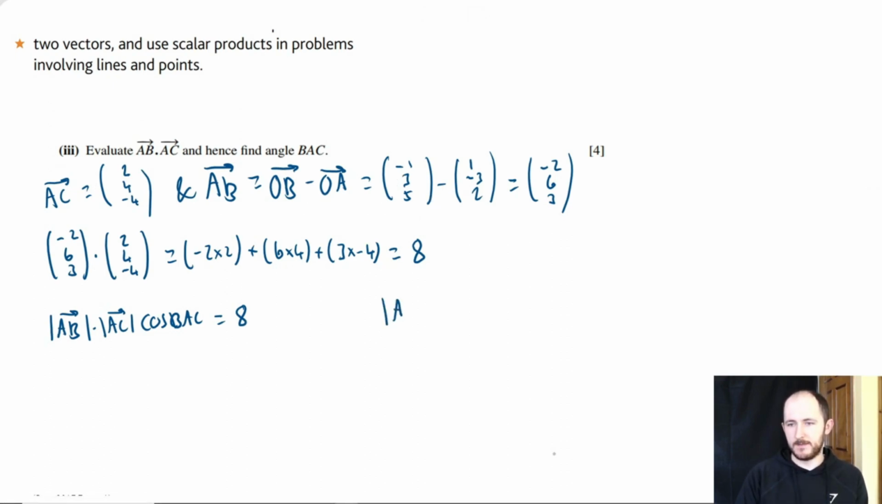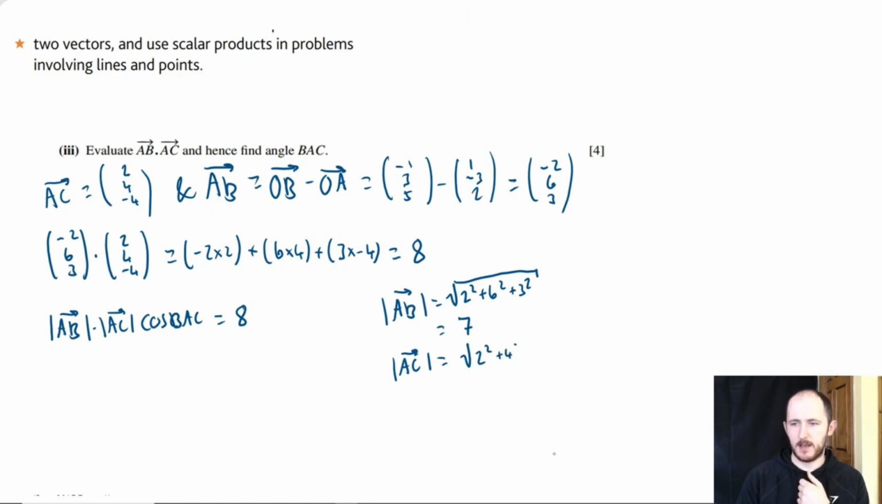So mod AB is the square root of minus 2 squared, so 2 squared plus 6 squared plus 3 squared. The reason why I just got rid of the negative is because I know that when I'm squaring it, it's going to be fine. And that would give me 4 plus 36, that's 40, plus 9 is 49, square root 49 is indeed 7. Mod AC equals a similar thing, so 2 squared plus 4 squared plus 4 squared. Again, ignore the negatives because they obviously don't affect it. So that's 4 plus 16 is 20, plus 16 is 36, so the square root should be 6.